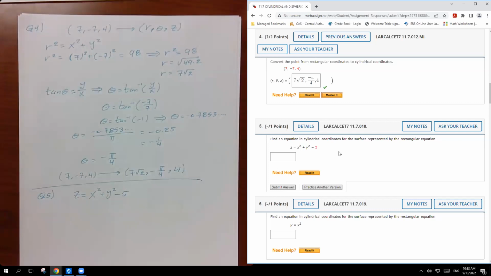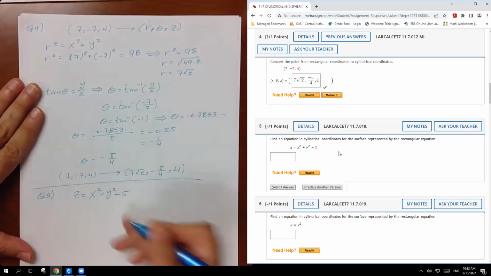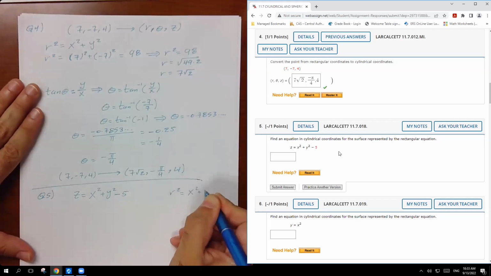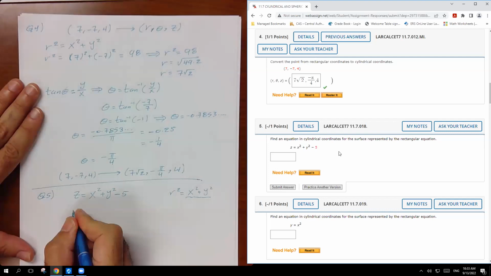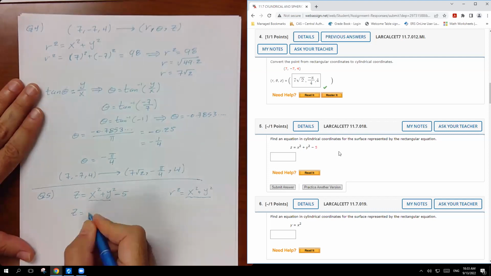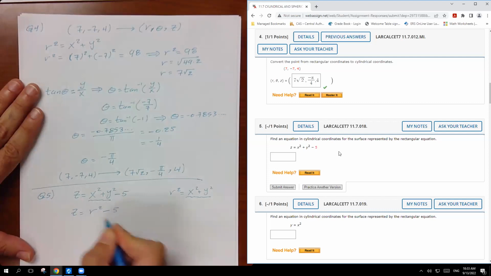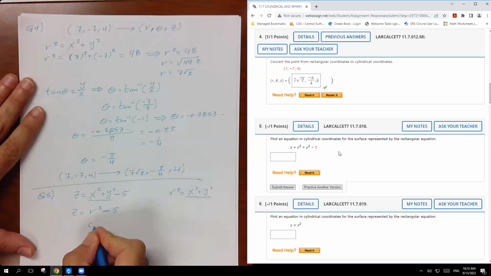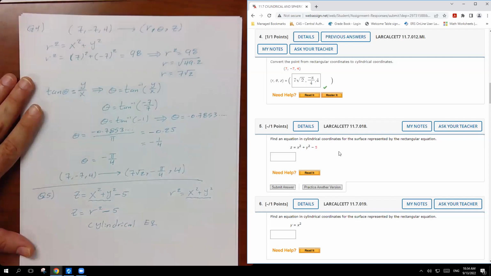So what I'm going to do, we already have one of the formulas. It says r squared equals x squared plus y squared. So I can plug in r squared instead of x squared plus y squared. That means z is going to be r squared minus 5. Z is the same thing in cylindrical coordinates. It's the same z. So now this equation is the cylindrical equation. So that's it for this example.